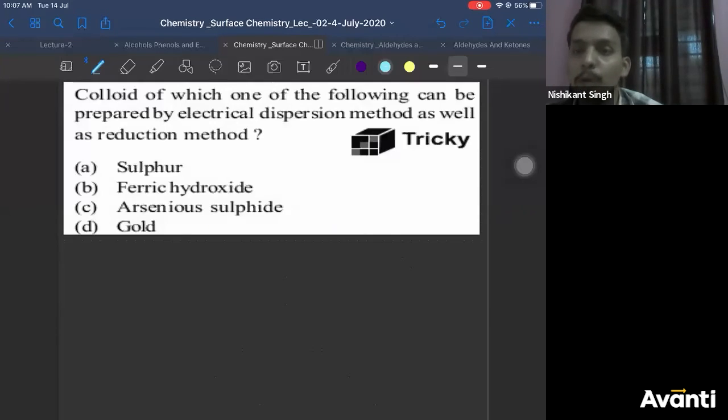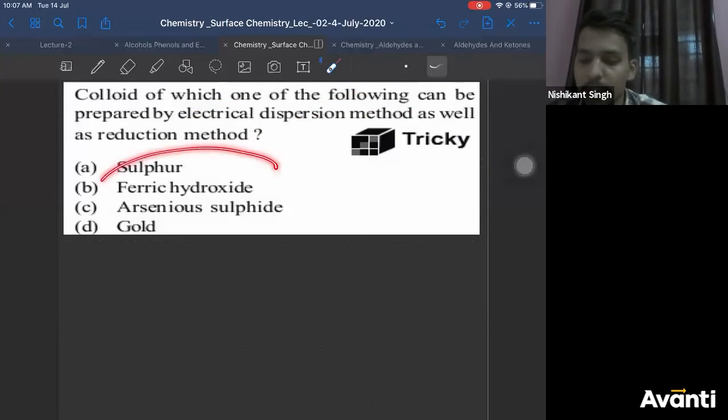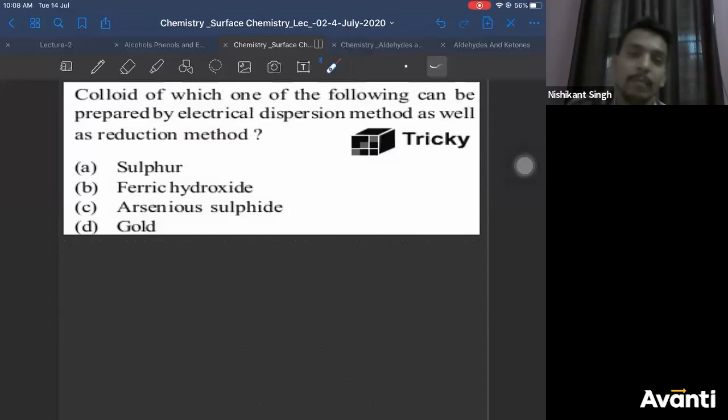Before we go to the next method, let's do a question on it. The colloid of which one of the following can be prepared by the electrical dispersion method as well as the reduction method? So which of the following colloids can be prepared by Bredig's arc method as well as reduction method? I think I have already discussed it before. So you can now expect what kind of question you can expect in exam. I hope you understand what kind of question you should expect in exam. So you can start voting quickly.